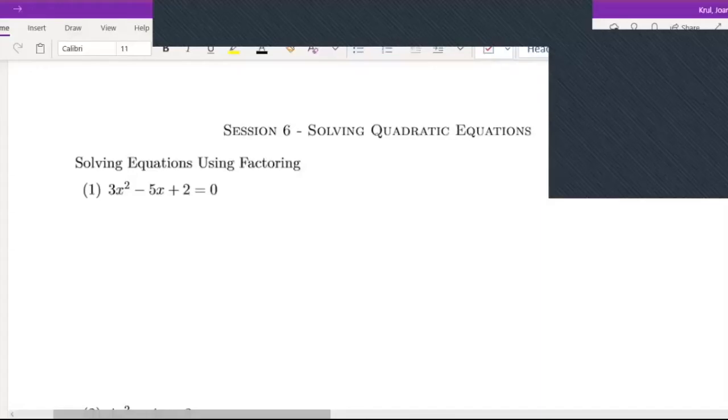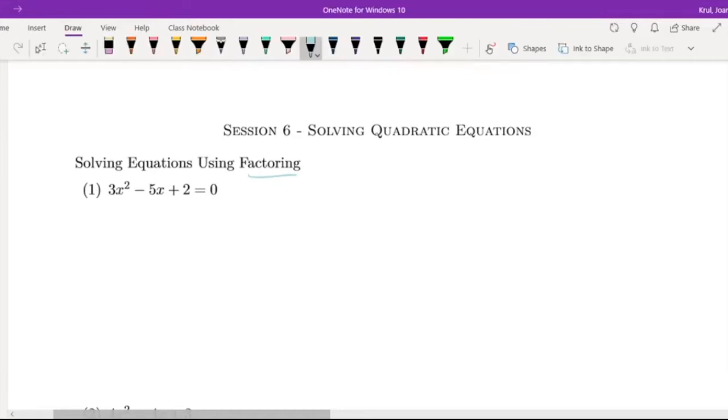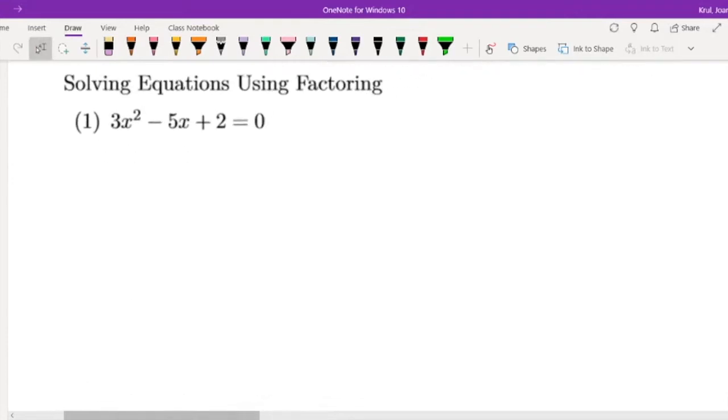In this video, we're going to start learning how to solve equations. We're going to learn 3 different ways to solve equations. Well, technically 2, but we're going to start first with factoring. So we already know how to factor, so I'm just going to do a quick review of how to factor, and then I'm going to bring it to how to solve for x.